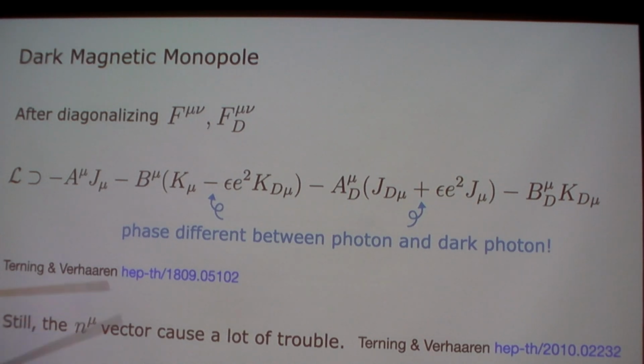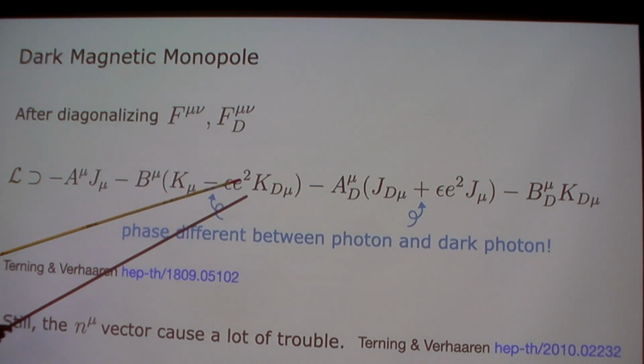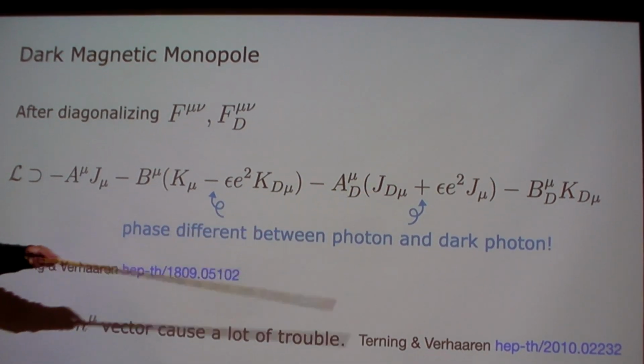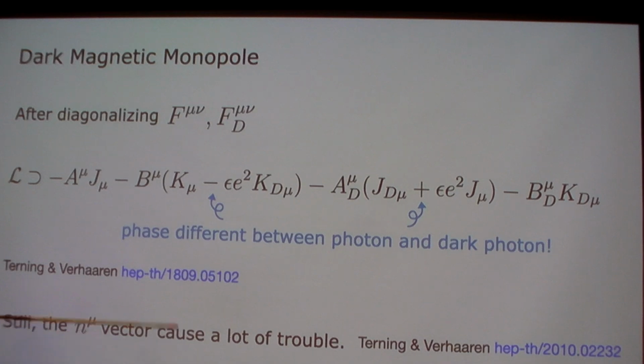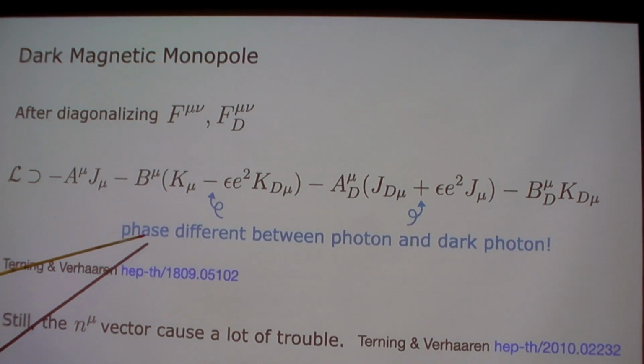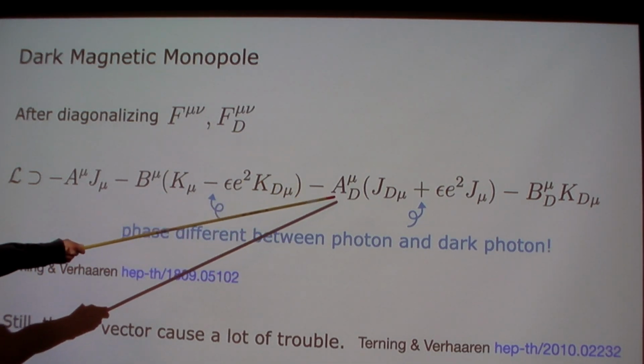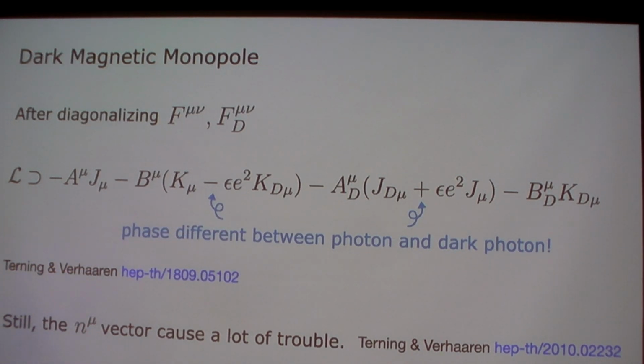So to study the interaction, we can diagonalize the field in the visible and the dark sector so that the kinetic mixing term will be gone after you diagonalize the field. As a result, you will see that the visible photon will have a small coupling to the dark magnetic current, and the dark photon will have a small coupling to the visible electric current. An important thing is that after this diagonalization, there will be a phase difference between the coupling caused by the photon and the coupling caused by the dark photon. This is going to be important. Again, this is done by others.